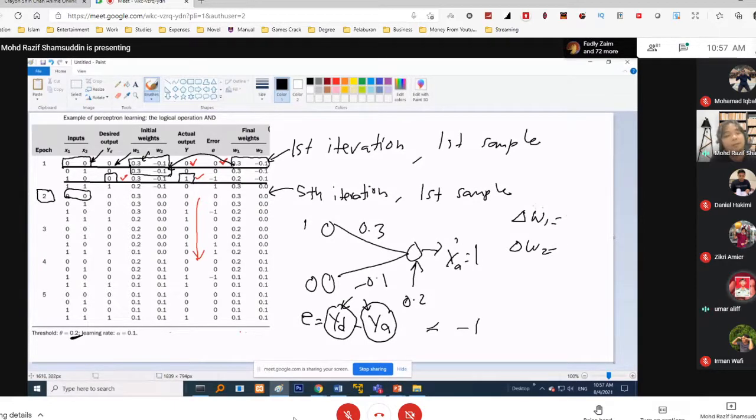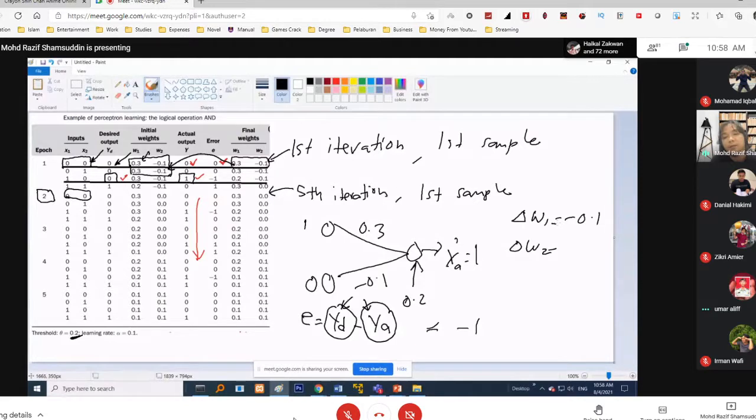Alpha 0.1, kan? Alpha 0.1 times input 1, okay, times 1, so dia jadi 0.1. So 0.1 times error jadi negative 0.1.